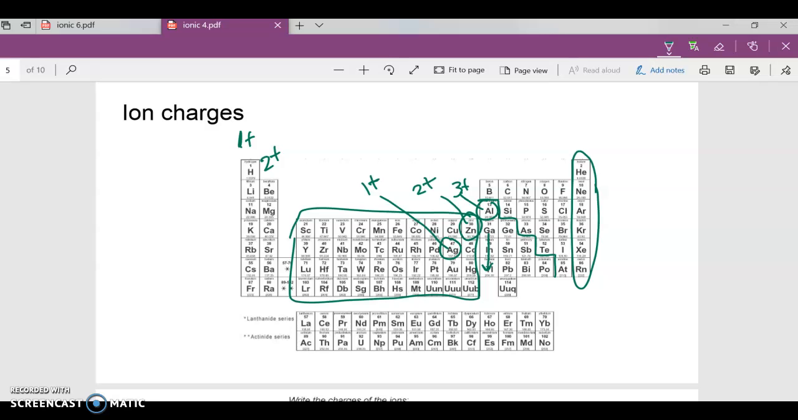As for the negative parts, here's your noble gases. They have 8 valence electrons, so they don't lose nor gain. They don't really have an ion charge. Fluorine over here, and the chlorine and bromine, they have 7 valence electrons already, so they'd want to gain 1. Gaining 1 valence electron would be a 1 minus charge.